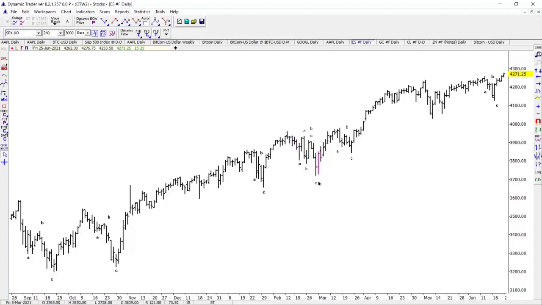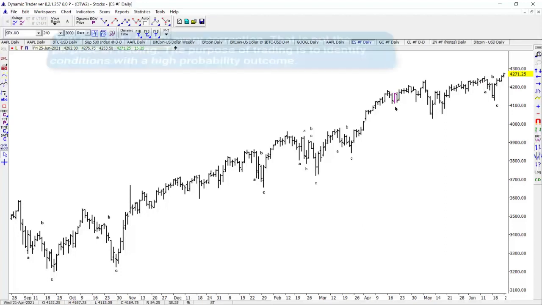An A, B, C correction. Resumption eventually to a new high. ABC correction. Big bull move to a new high. Back here, this is fairly recent. ABC correction, new high. So you may not identify the end of each one of these little corrections.